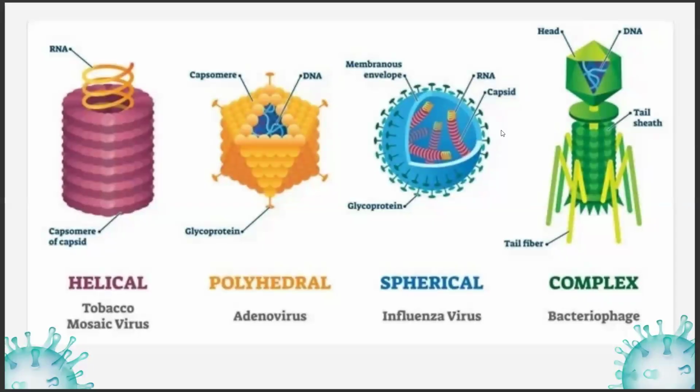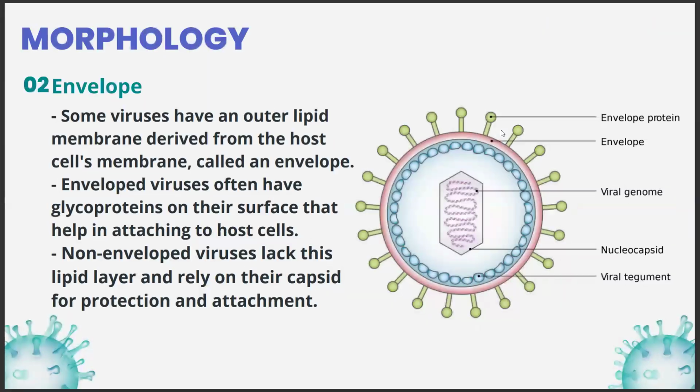There are four types of capsid: helical, polyhedral, spherical, complex. Helical, that is tobacco mosaic virus; polyhedral, adenovirus; spherical, influenza virus; complex, bacteriophage.